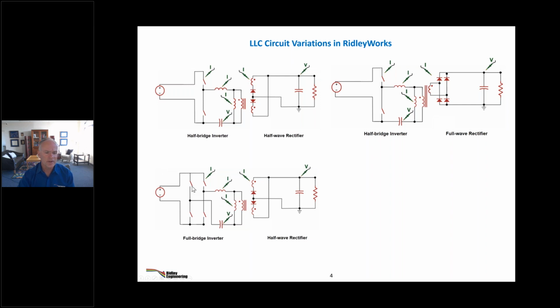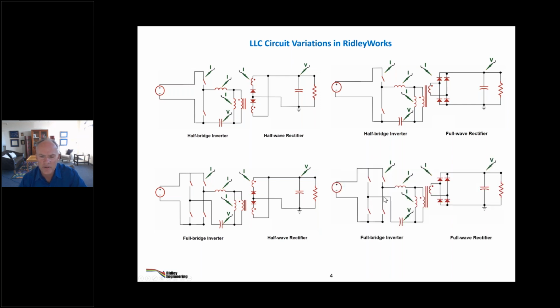Here's a full bridge primary. As power levels go up, if you're getting up around 500 watts or more, you may design a full bridge on the primary to share the stresses on the switches. And here it is with a half wave rectifier. And then you have the full bridge inverter on the last one, and this is for a higher voltage output, with the full wave rectifier on the output.